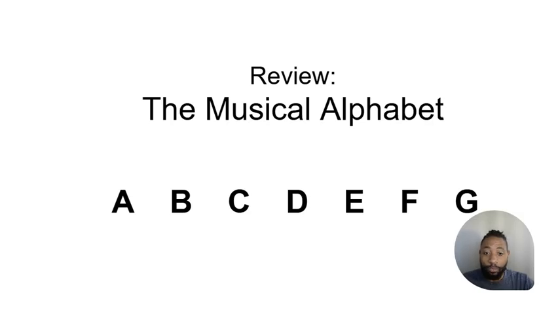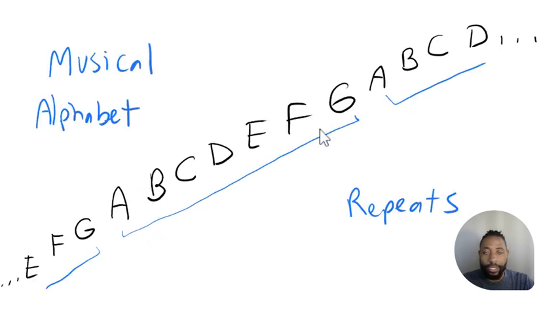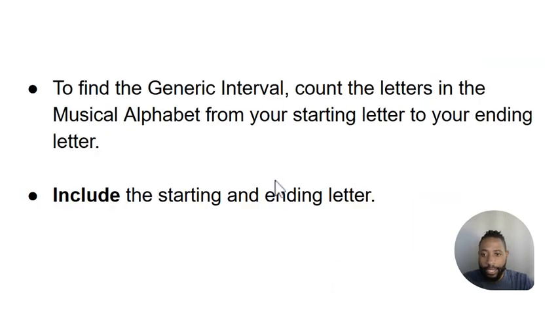The generic intervals are based on the musical alphabet, which has 7 letters, A, B, C, D, E, F, G, and that is a repeating pattern. So after G, it starts over with A again, B, C, D, E, etc. To find any generic interval, you're going to count the letters in the musical alphabet, starting from your starting letter and going to your ending letter, and you include all those as you're counting.